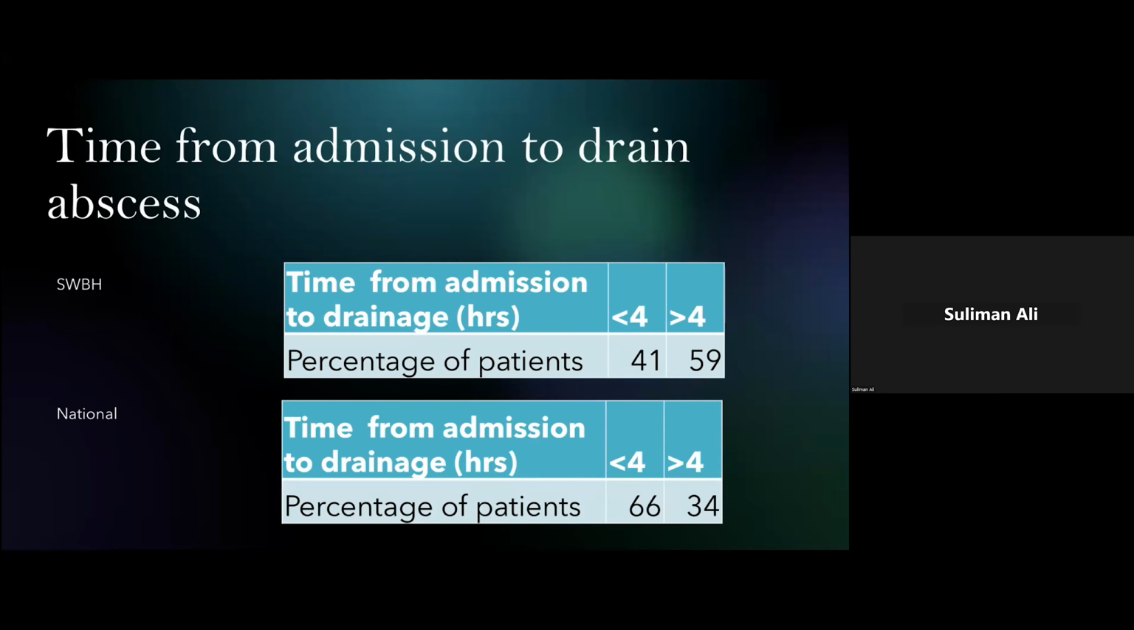Unfortunately, my trust is slower in draining quinsies compared to national data. As you can see, the majority of quinsies in my trust took longer than 4 hours to drain, whilst in the national audit, most were drained in less than 4 hours. Nationally, about 2/3, 66%, were drained in less than 4 hours, while in my hospital, only 40% were drained in less than 4 hours. Like all the other results, I'll explain why in the discussion, which will come later on.